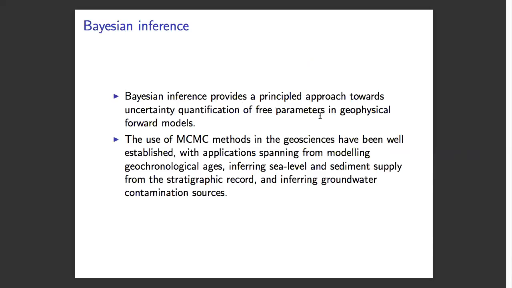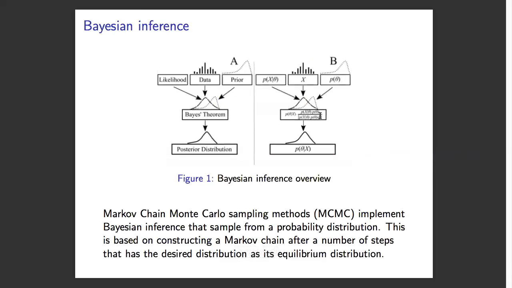And in the geoscience literature, MCMC methods have been used in a number of areas which look at forward models in different domains, such as inferring the sea level, sediment supply, and inferring groundwater contamination sources. So this is the very basics of Bayesian inference. Bayesian inference uses a likelihood with an MCMC method. The likelihood distribution is used to capture the relationship between the model data and the parameters proposed.